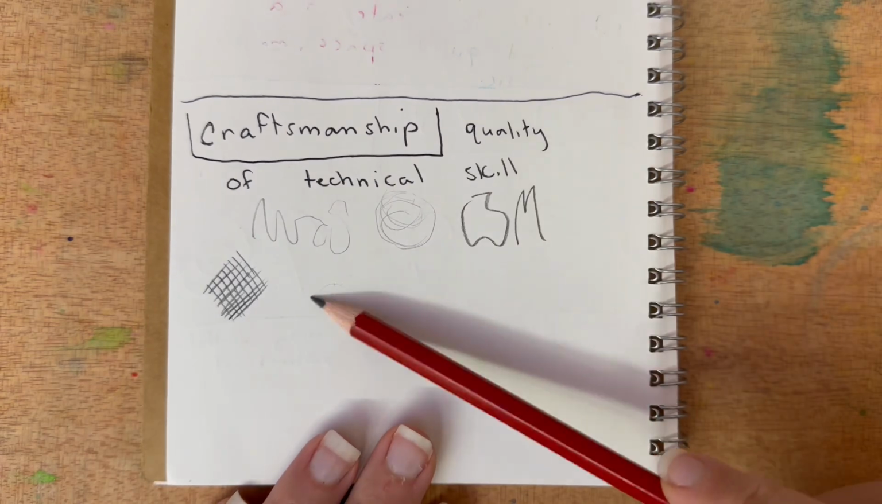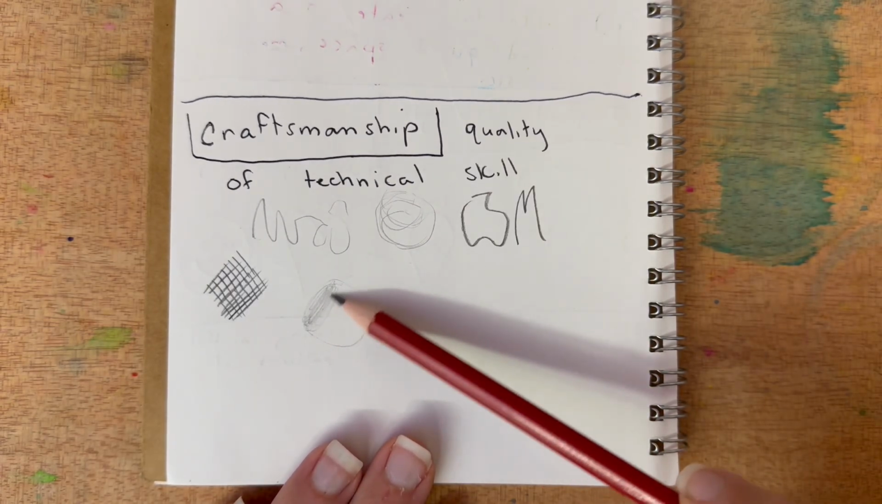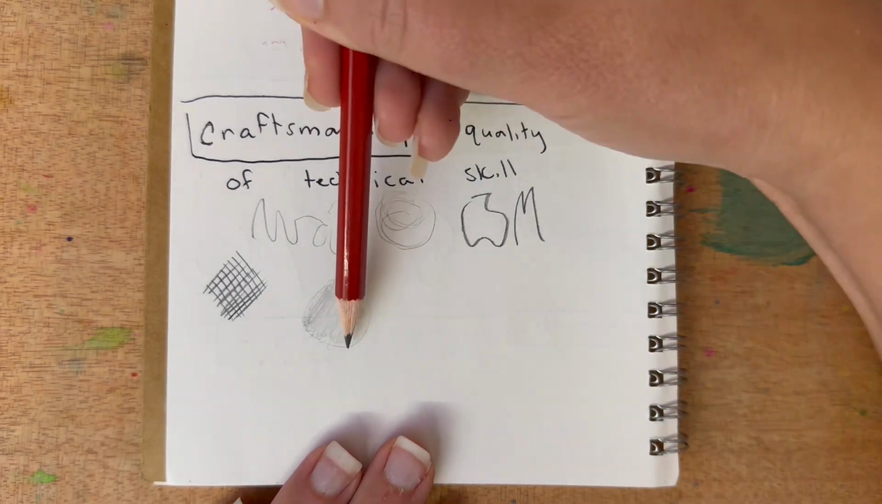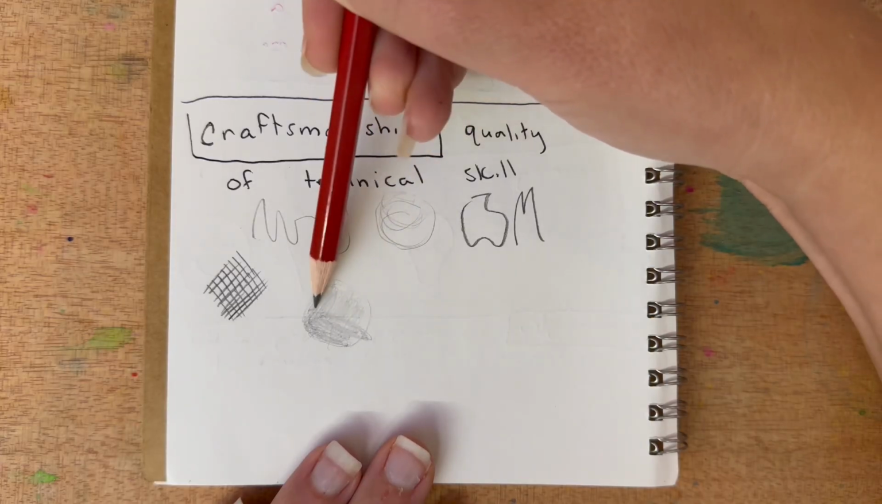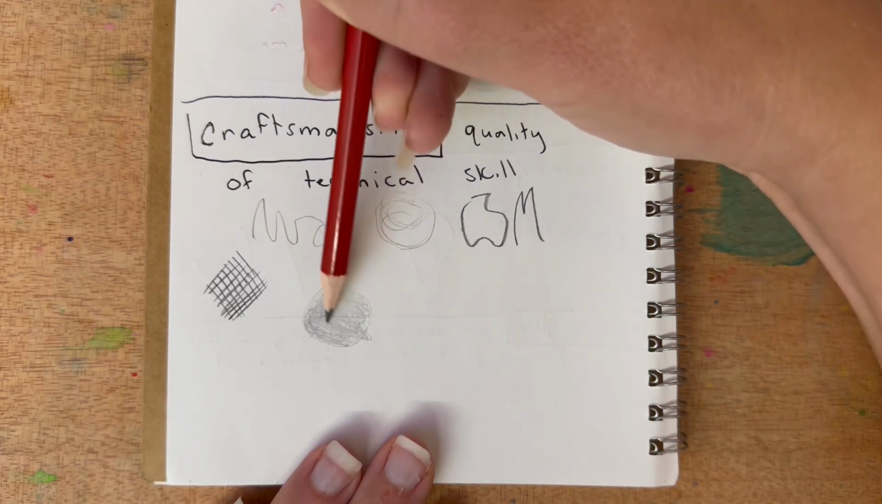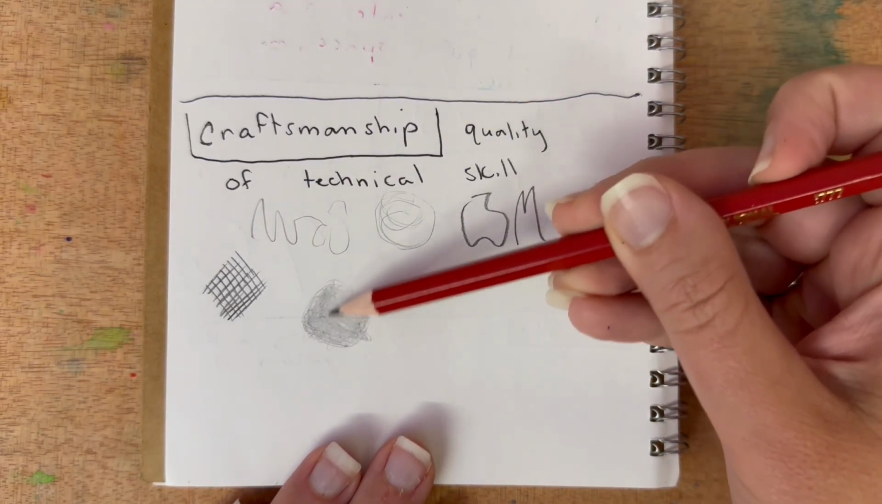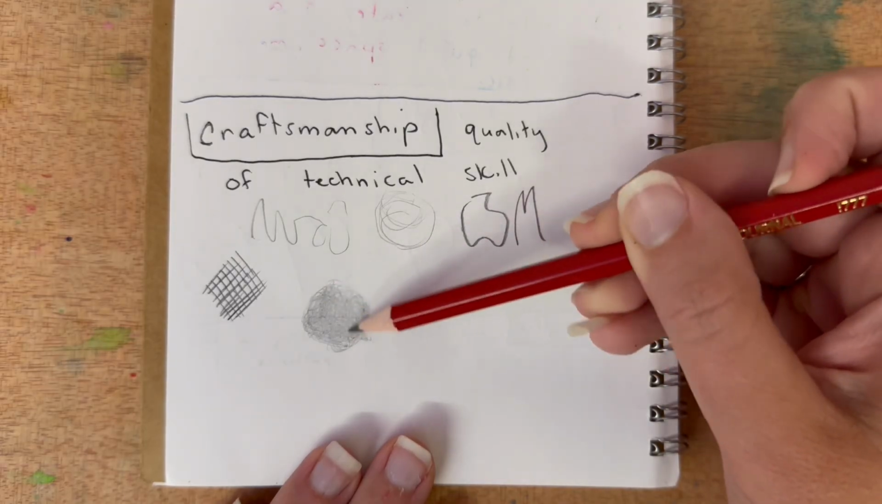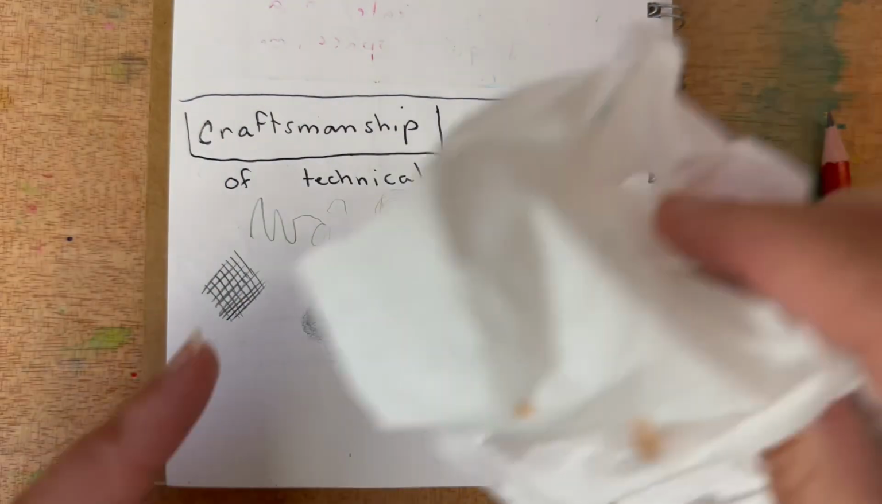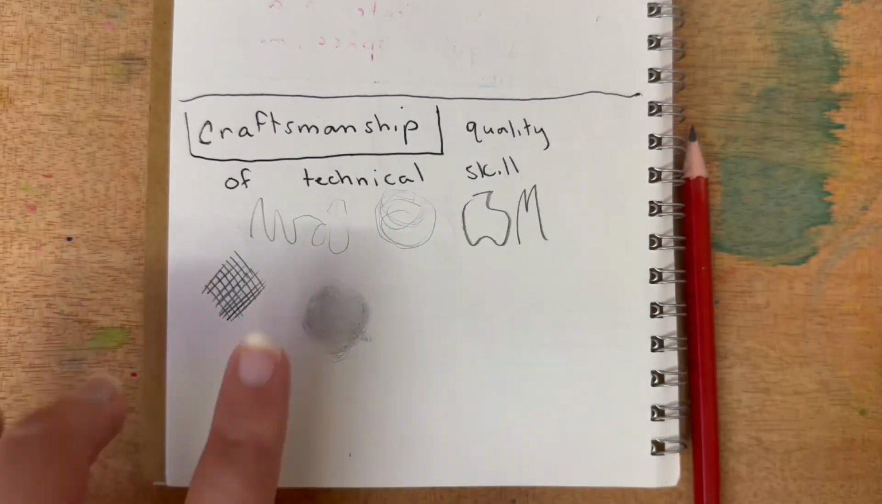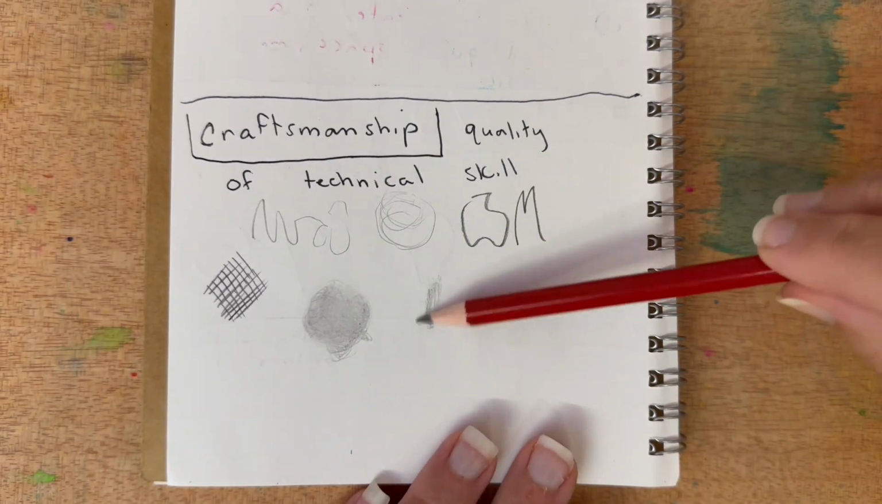Shading and blending with graphite means you need to use the side of the pencil and start light. Build up that value or that shade. A common mistake is just pressing too hard, too early, and it's going to look really sketchy. Don't do that. Now, if you do want to blend, you can use a tissue, not your fingers.